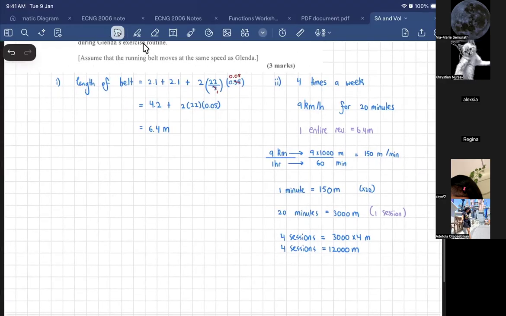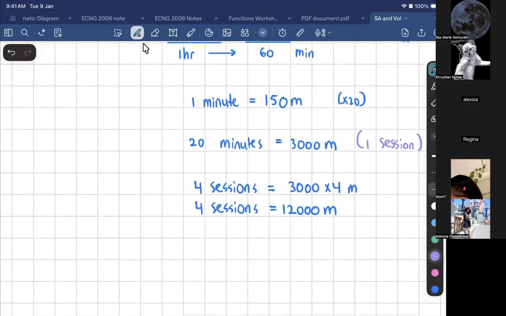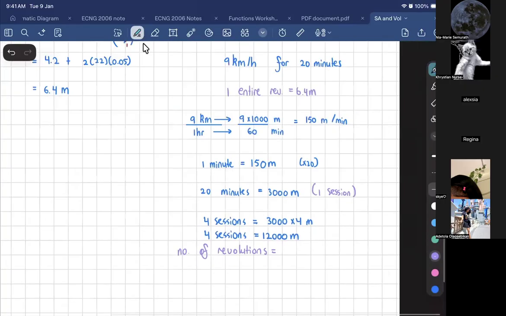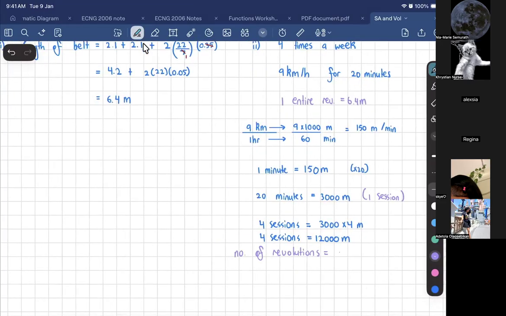And what is the length of the belt? What is one full revolution? 6.4. Exactly. So if I want to find the number of revolutions, what would that be equal to? 12,000 meters divided by 6.4. Yep. So you get to see how I would think about this with no sort of memorization, just logic. So if you do that, I would get 1,875. Yes, sir.